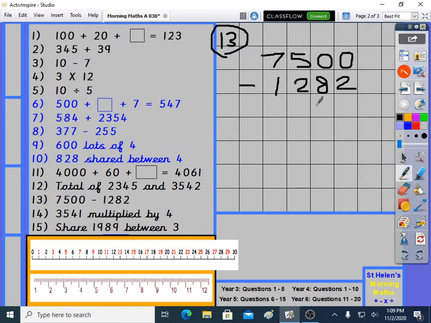So question 13, 0 take away 2, we can't do. It's not 8, it's not 2. We need to get some help. Go along to the hundreds column.